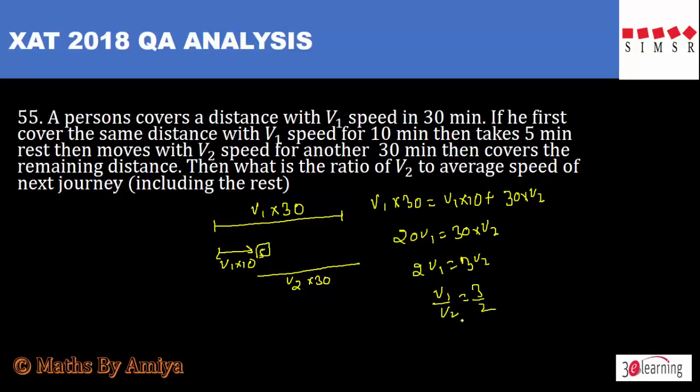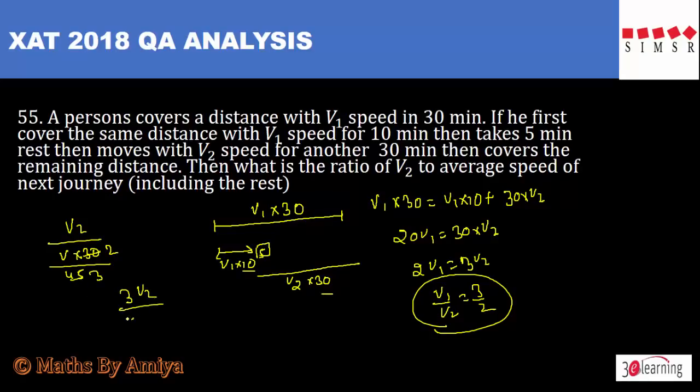Now we have to find the ratio of v2 upon the average speed. The average speed is the total distance, that is nothing but v into 30, upon the total time, that is 10, 30, 40 plus 5 is the 45 minutes. That is 5 2s and 5 3s. So we have to find 3v2 upon 2v1. And we know 3v2 upon 2v1 is the 1:1 ratio. So the answer of this question is 1:1.